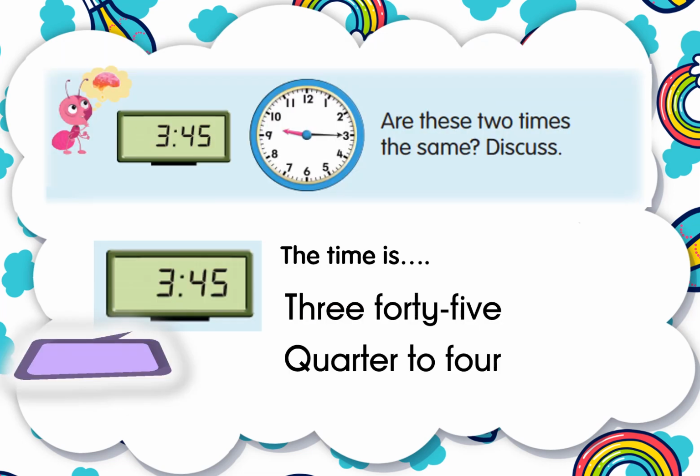Let's help the ant to think. Are these two times the same? The digital clock and the analog clock. First, we look at the digital clock. 3 for the hours and 45 for the minutes. So the time is 3:45 or quarter to 4.